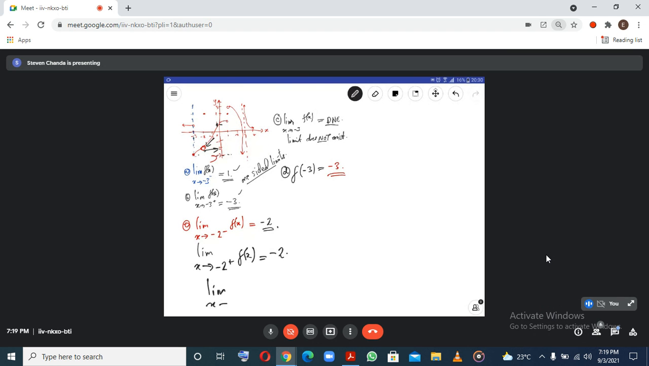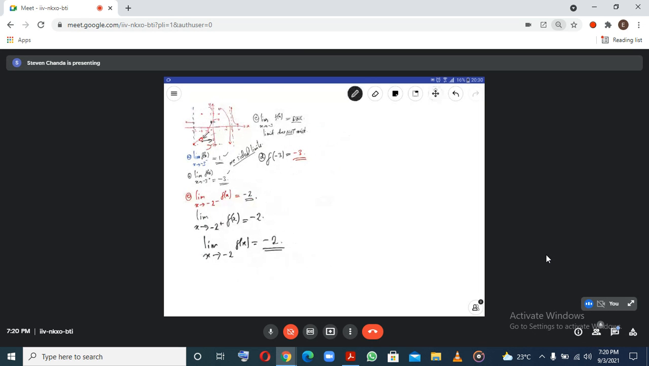So then you look at the limit as x goes to negative 2, which has no positive or minus sign. Now we ask ourselves, is there a limit at this point? We see the answers that we found are the same, so yes, there is a limit.